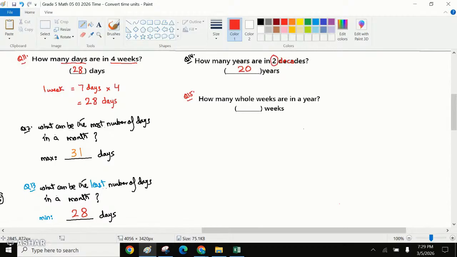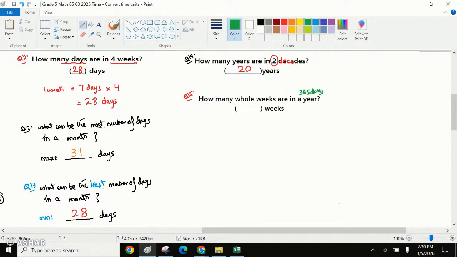Okay. How many whole number of weeks are there in a year? In a regular year, considering a year with 365 days. We are not considering a leap year. Okay. Perfect. Thank you.